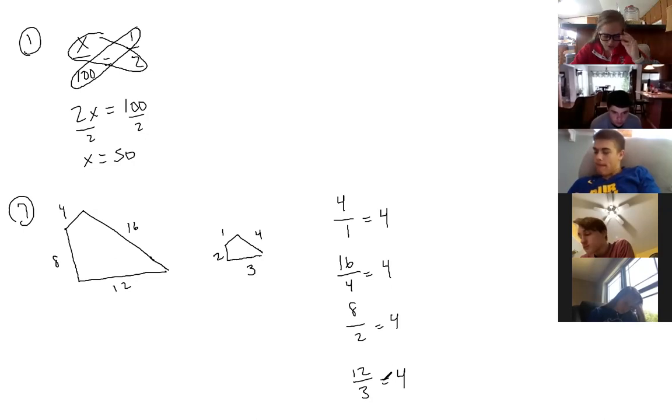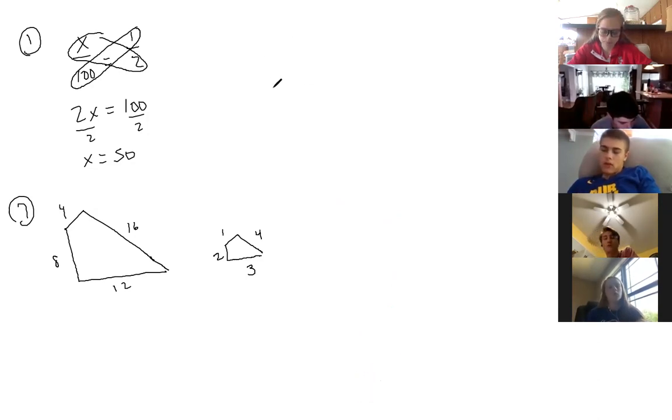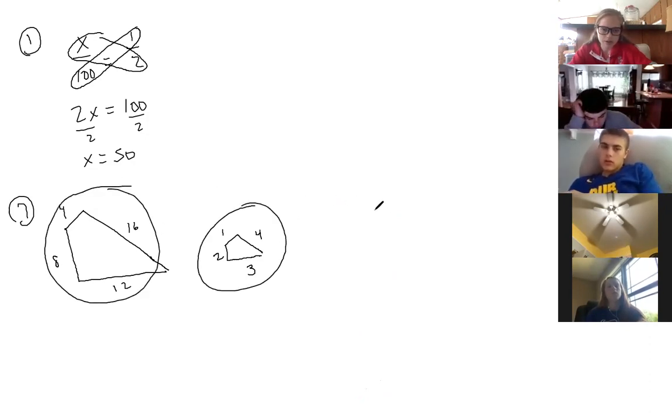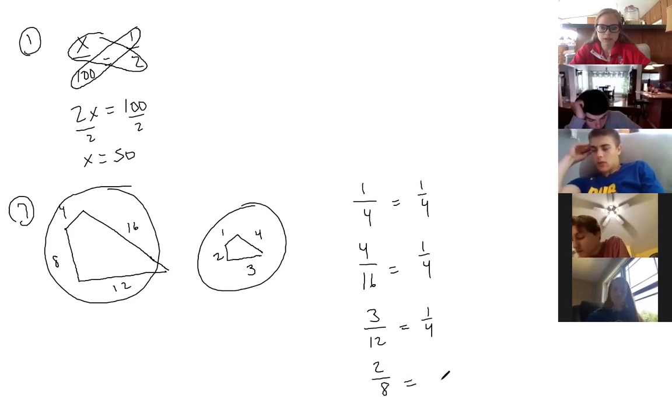So what is the ratio? Oh, you know what? What did it say to find the ratio from what to what? It said find the ratio of the lengths in the right figure. So we have to start with this figure and then go there. So I go 1 to 4, that's 1/4. If I go 4 to 16, that's 1/4. 3 to 12, that's 1/4. And 2 to 8, that's 1/4.